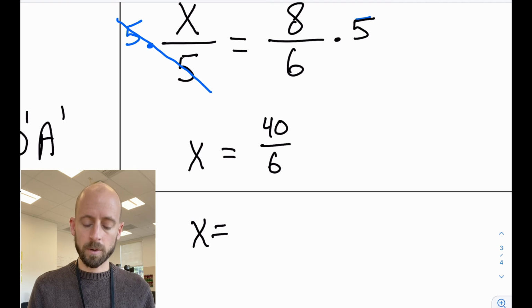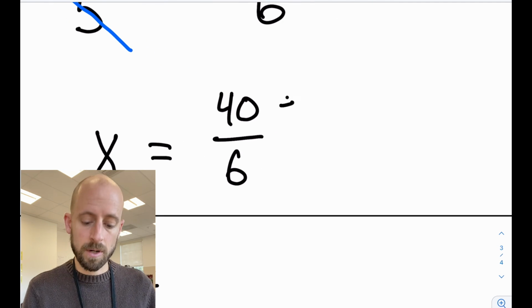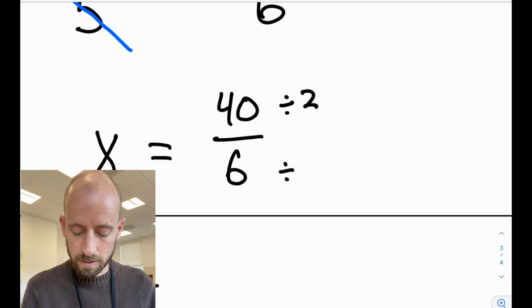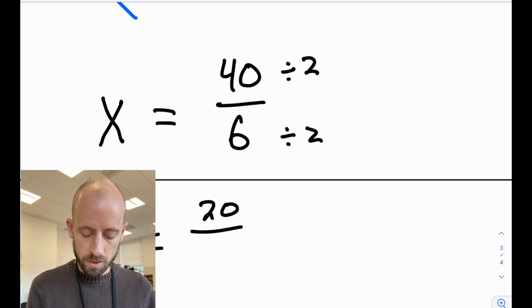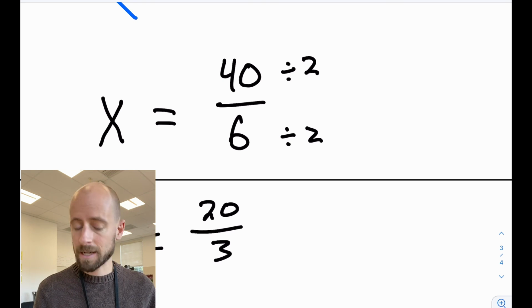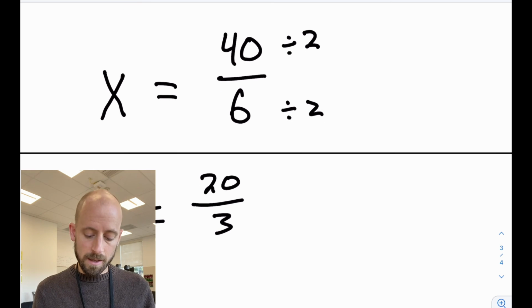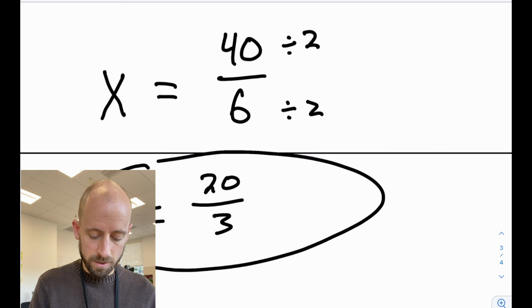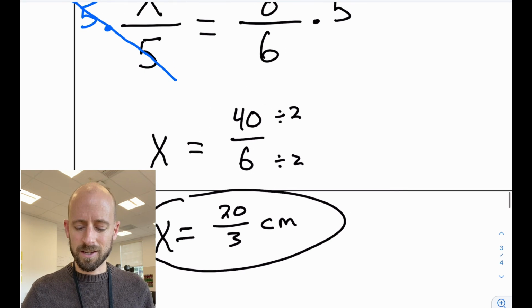If you look at 40 and 6, they're both even numbers. So we know we can take each number and divide by 2, and we'll get a nice clean answer. If I divide both those by 2, I get 20 over 3. And I cannot continue to divide it anymore. 20 can't be divided by 3 evenly. They don't have any more common factors, so I'm going to leave my answer just like this. And I believe it was in centimeters, even though I forgot the units earlier.